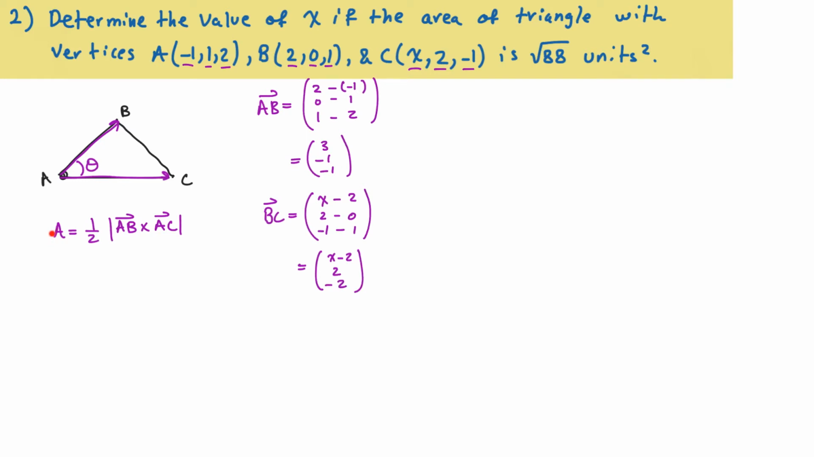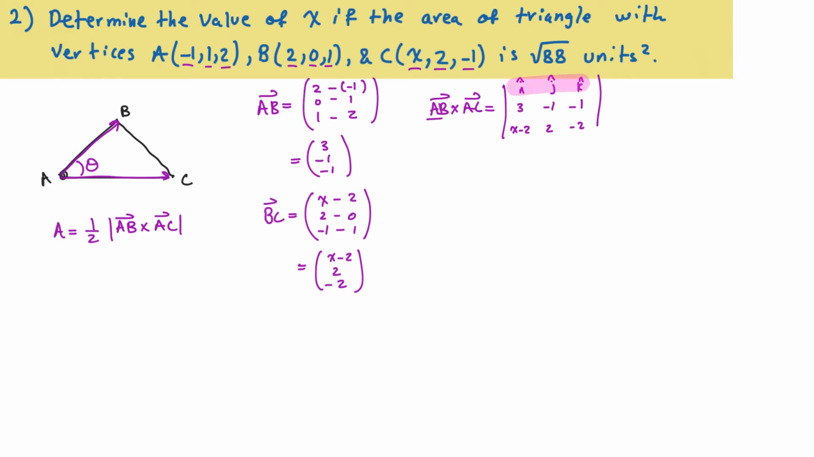Okay, we know that the area is root 88, and we know that we have to use the cross product here and then get the magnitude, and that's going to be in terms of x. And once we have this side of the equation, we can set it equal to root 88 and then solve for the x value. We need the cross product, so I'm going to do that here. Cross product of AB and AC equals... I'm going to do my I component, J component, and K components. Vector AB is 3, -1, -1, and vector AC is x minus 2, 2, and -2.